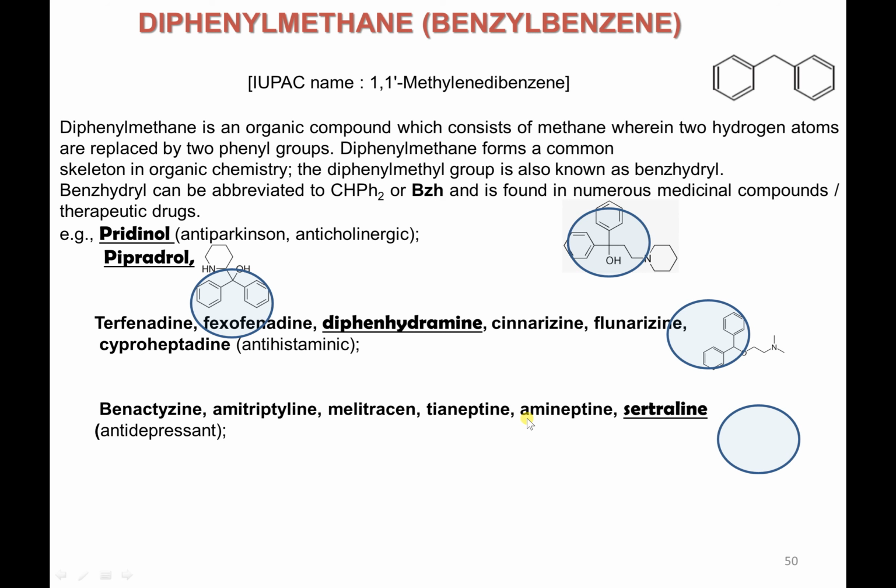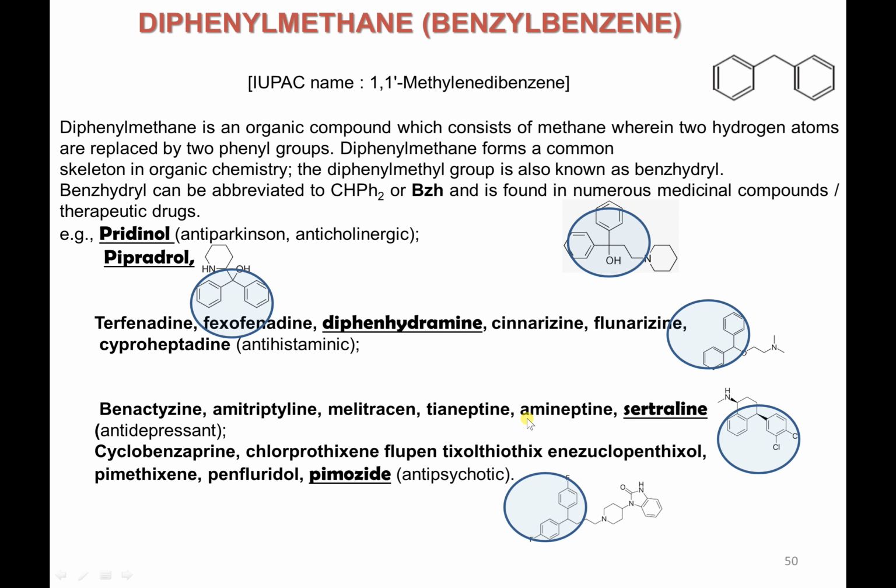It is also in sertraline, which is an antidepressant compound. It is also useful in the antipsychotic pimozide. These are all different antipsychotic compounds, and all these compounds which I have named here have one thing in common, and that is the benzhydryl group. So you can understand the medicinal significance.